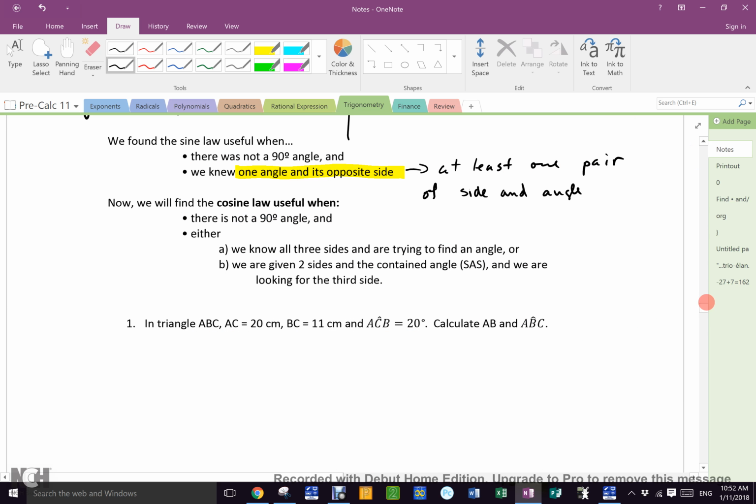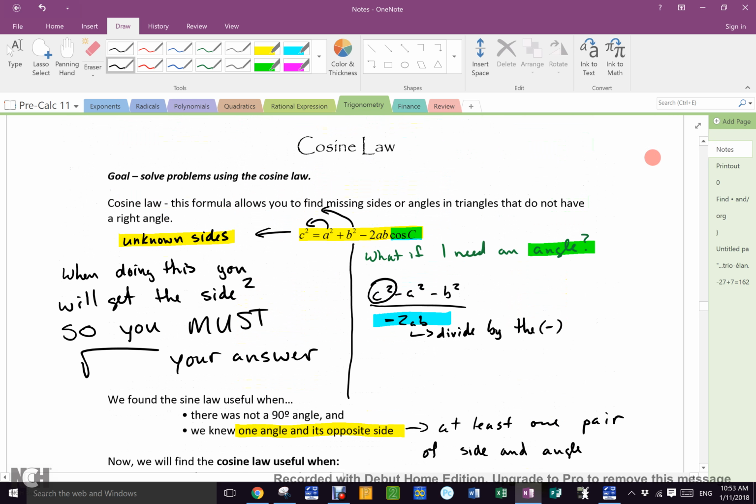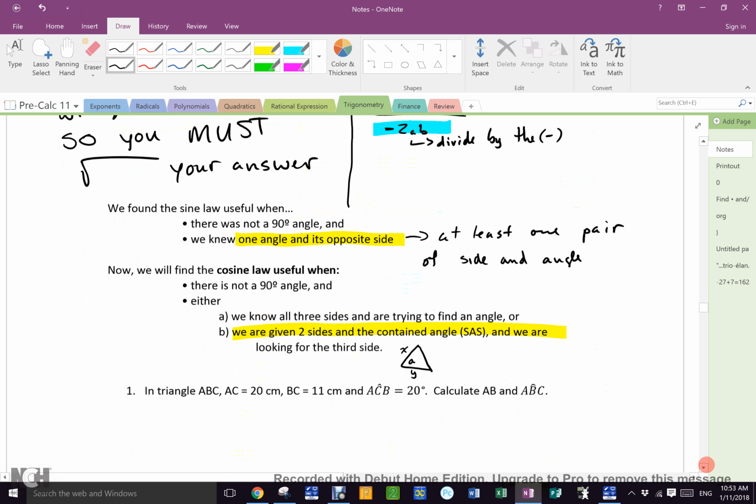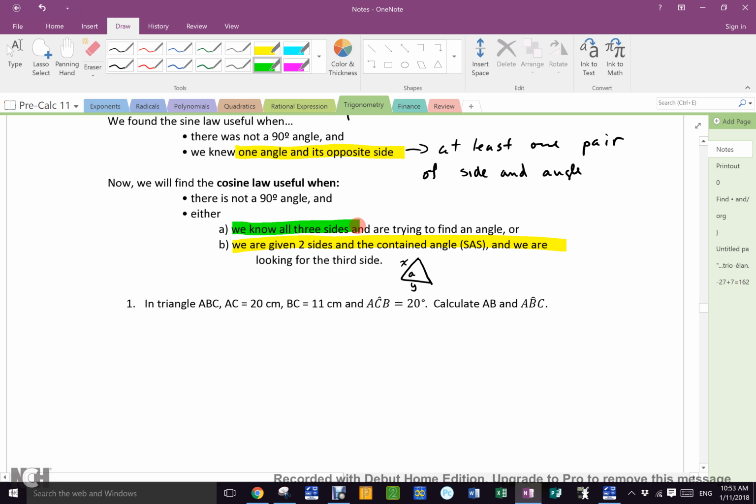The yellow version of the cosine law works when I have two sides and the contained angle. So when it looks like this: X, Y, and A is the angle. If you know that, that's when you use the yellow cosine law. All right? What color did I highlight the other one? Green. When you have all three sides, use the green version of the cosine law. That's when you have this, X, Y, Z, and you know all three sides.